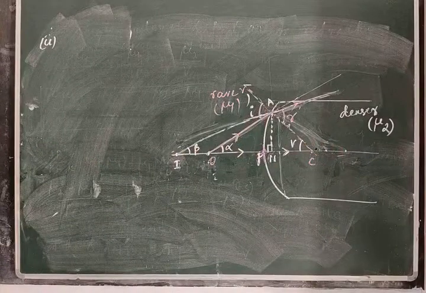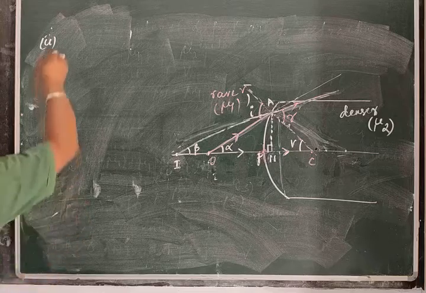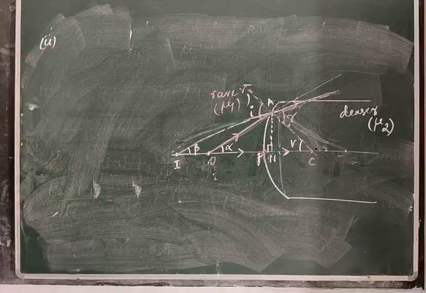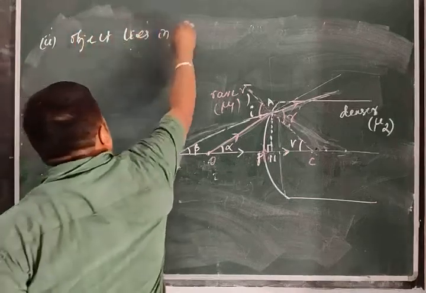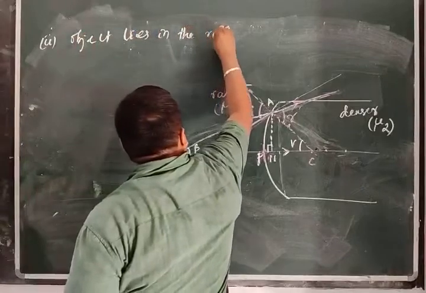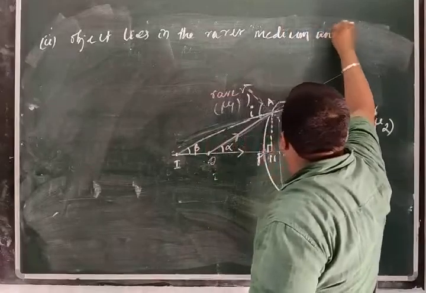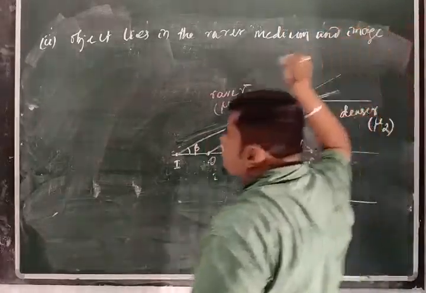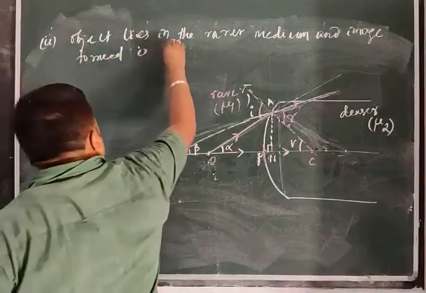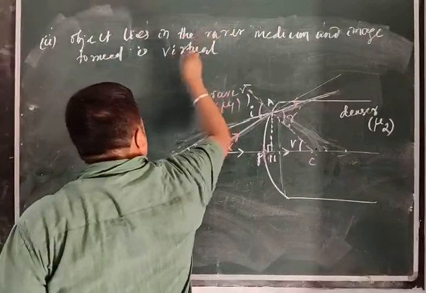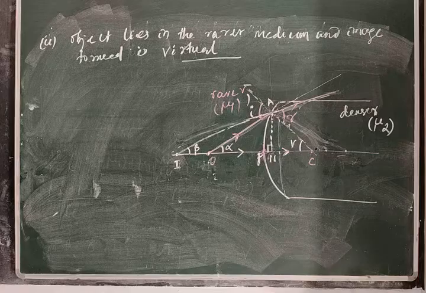Now, in this part again, we will find out. Case 2: the object lies in the rarer medium, and the image formed is virtual. That is the difference from case 1, where the image formed is real. Here the image formed is virtual.